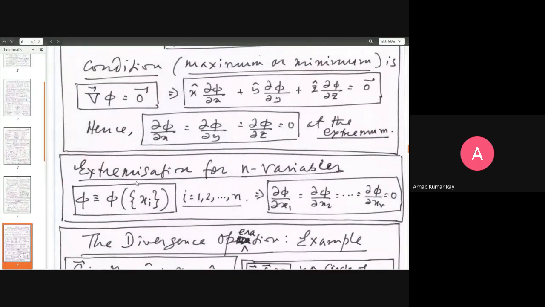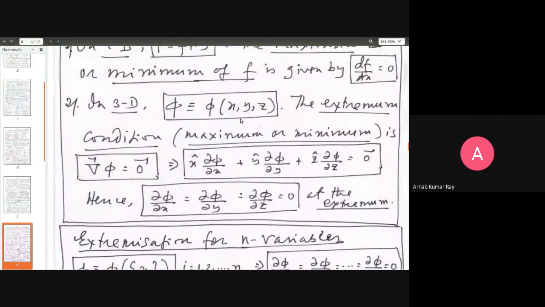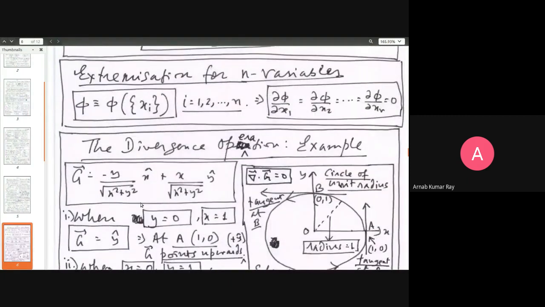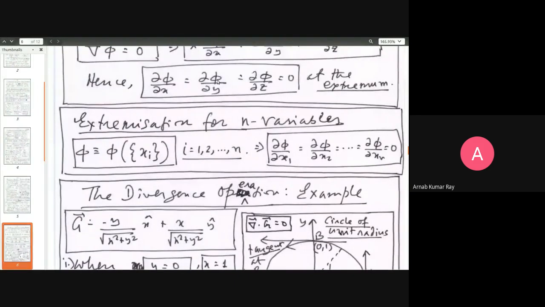You can extend this principle to n variables, where phi is a function of n coordinates. Instead of just x, y, z, you can write x1, x2, x3 up to xn in n-dimensional space. So in n-dimensional space, the extremization of n variables will just be an extension of this 3D case to the n-dimensional case. Del phi/del x1 is equal to del phi/del x2 is equal to etc., going up to del phi/del xn is equal to 0.